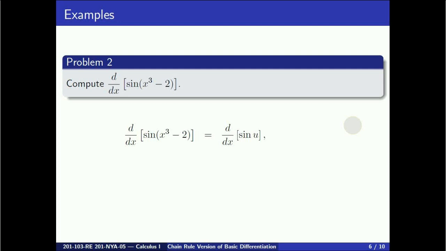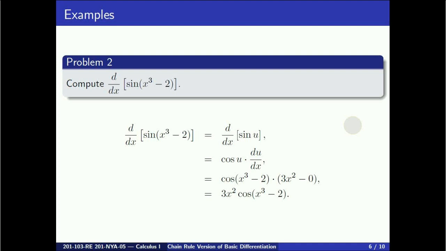So the derivative of sine of u with respect to x is cosine of u, and we multiply by du dx. Again, observe that to obtain the chain rule version, we merely replaced x by u and multiplied by du dx. All chain rule versions of basic differentiation rules are obtained this way, and on the next slide we will see many other examples. But now let's continue working out the derivative in this problem. Here u is x cubed minus 2, so cos of u is cos of (x cubed minus 2), and du dx is 3x squared minus 0.